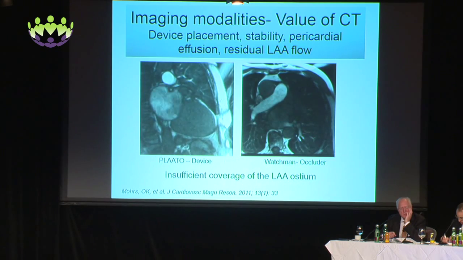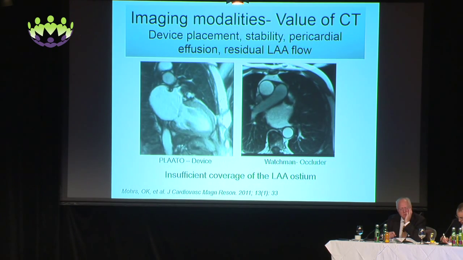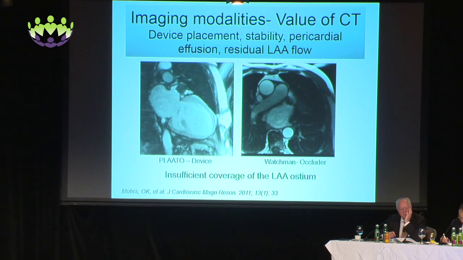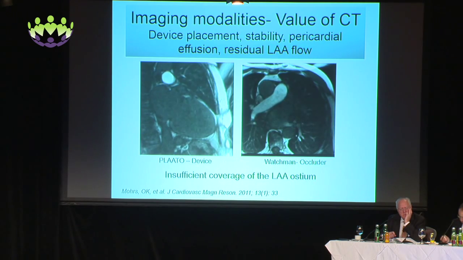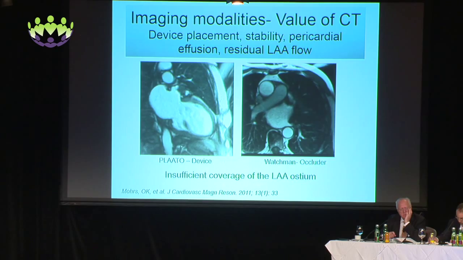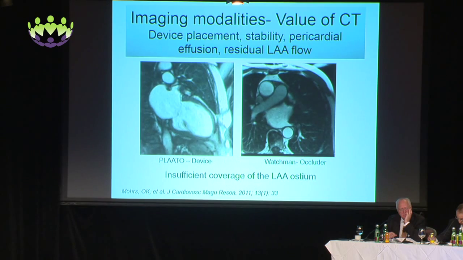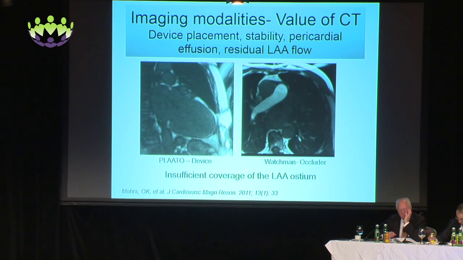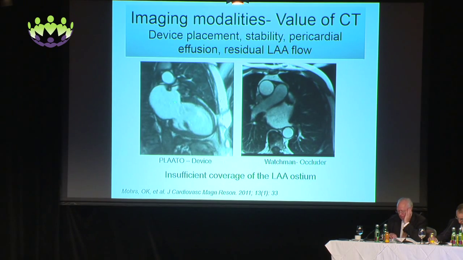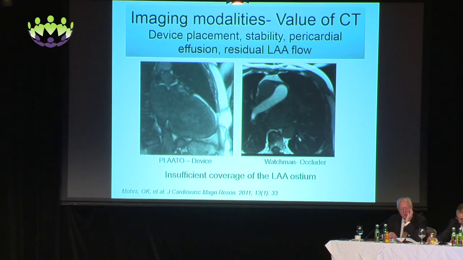We can use CT also after the procedure to look for device position. Is it still in the same position? Do we have a stable position? We can look for pericardial effusion, and we have excellent imaging in assessing residual LAA flow. As we can see here, on the left-hand side, we have a plateau occluder which is implanted, and you can see when the contrast is appearing, so we have residual flow next to this device into the left atrial appendage.